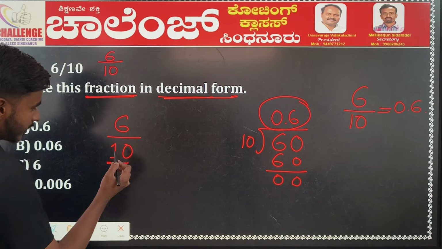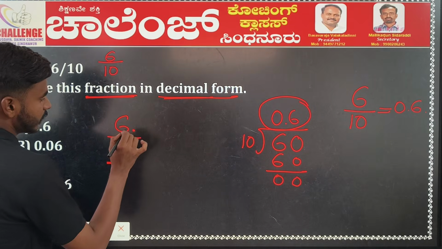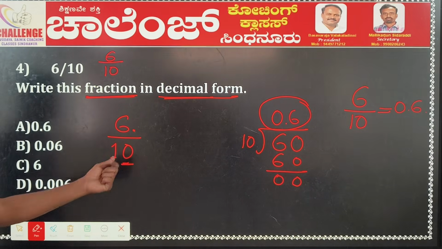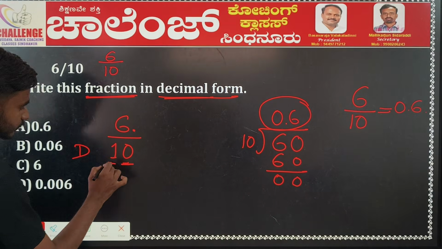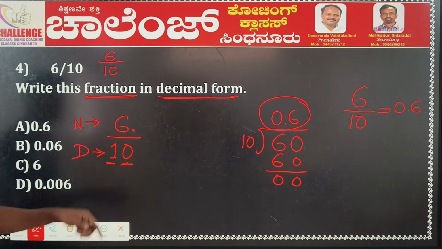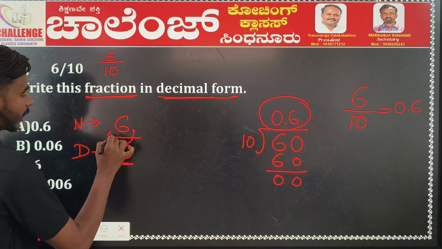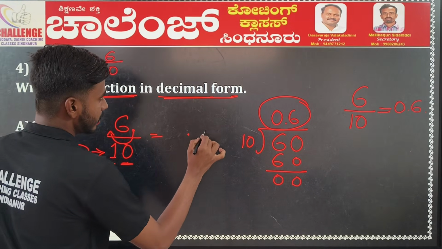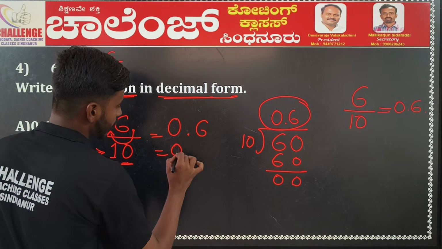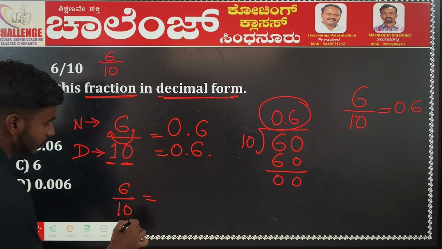Here we have 1, we have a 0. We know that the point is here, because this is the denominator and this is the numerator. The denominator has 1 zero. Put the point 1 place backward. Then the point will come here, and this will be called 0.6.